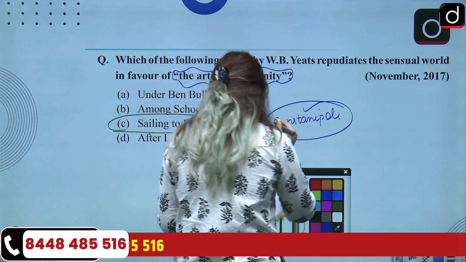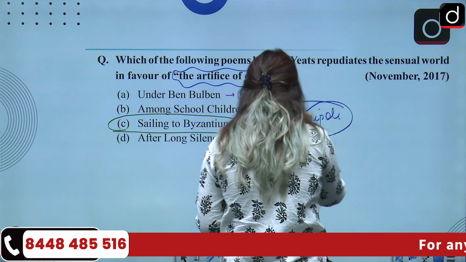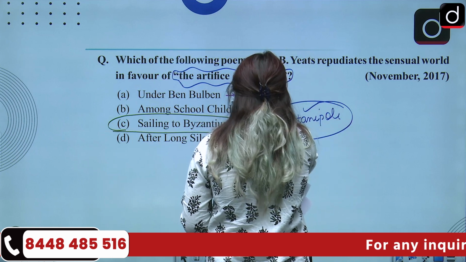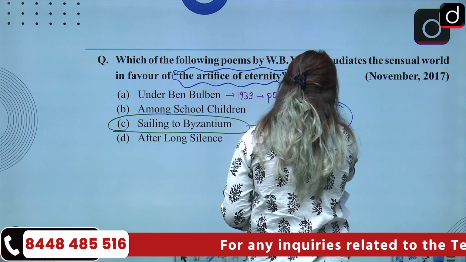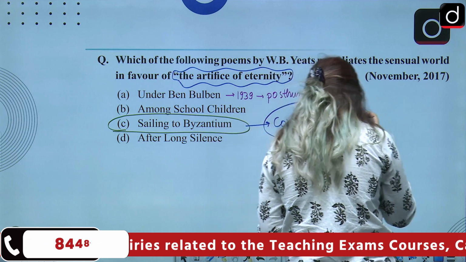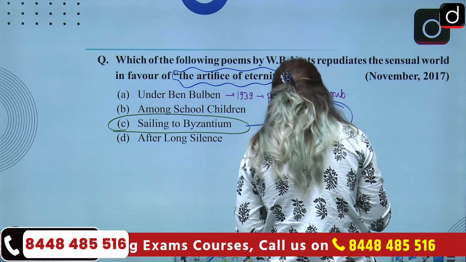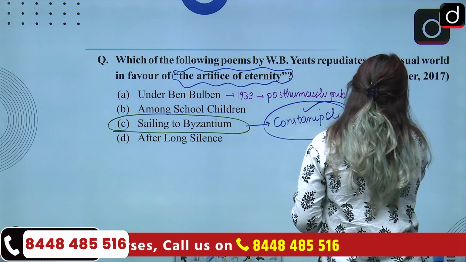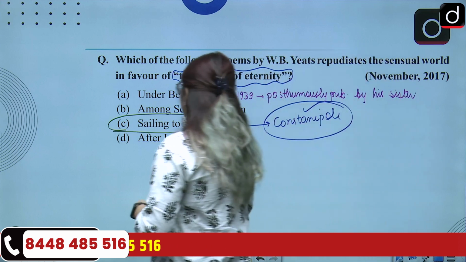Under Ben Bulben was published in the year 1939, okay? And it was published posthumously. Posthumously means after the death. So, 6 mahine ho gaye the Yeats ki death ko. Uske baad ye release kari gayi thi by his sister. Okay?